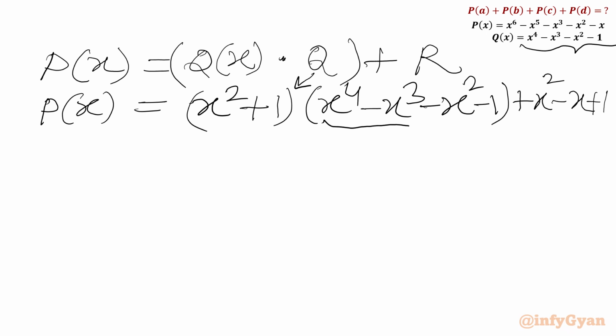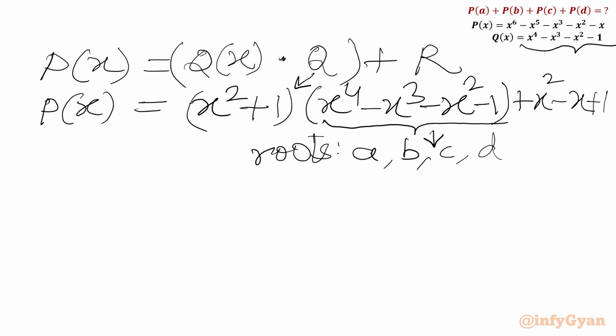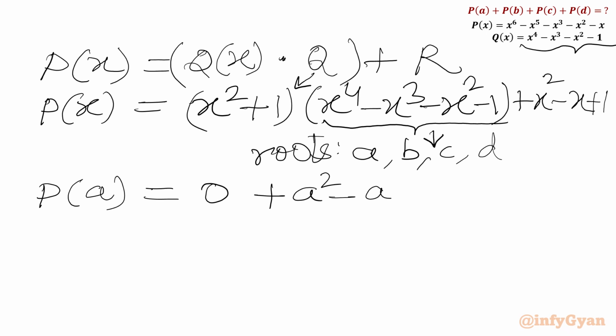Now we know that Q(x), the quartic equation, if we put it equal to 0, then we will be getting a, b, c, d. These are the roots of the quartic equation. So once we calculate P(a) by plugging in x equal to a, this whole term is going to 0, as a, b, c, d are the roots of the quartic equation. So I can write P(a) equal to 0 plus a square minus a plus 1.